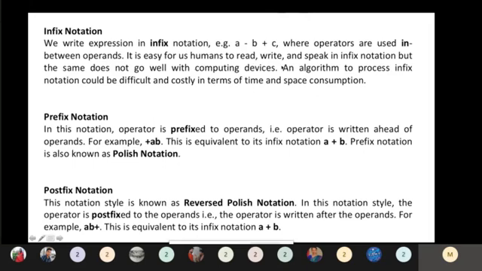But in the algorithm, processing an infix notation could be very difficult and costly in terms of time and space consumption. The next one is the prefix notation. Here, the operator is prefixed to the operands. What is the meaning of that? First we have operators, followed by operands.